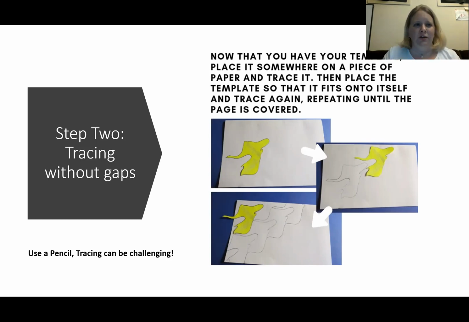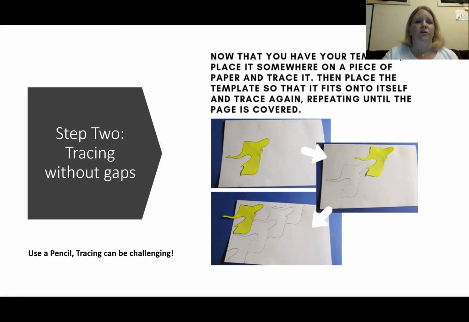Once you've traced all the way around, you're going to slide it up or down or off to the side until it's right up against the original one, and you're going to trace it again. Okay, so you don't want to have any gaps. I would suggest that you definitely use a pencil for this, because you're going to make mistakes. When I did it, I made mistakes, and I've done this project many, many times. So you're going to be filling up the entire page with your template shape.